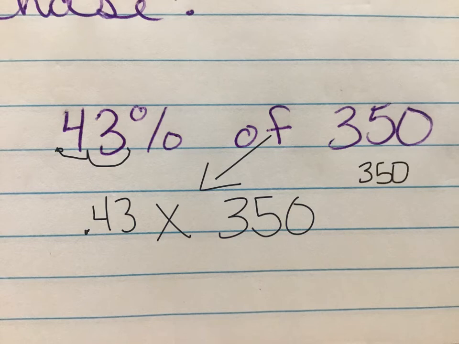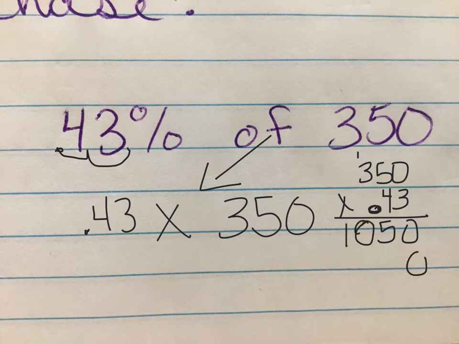There are two numbers on the bottom number in this one, so we're going to have two lines of work. 3 times 0, 3 times 5, 3 times 3, plus 1. Drop a 0 down. 4 times 0, 4 times 5, 4 times 3. You should be writing this down. Now we plus.